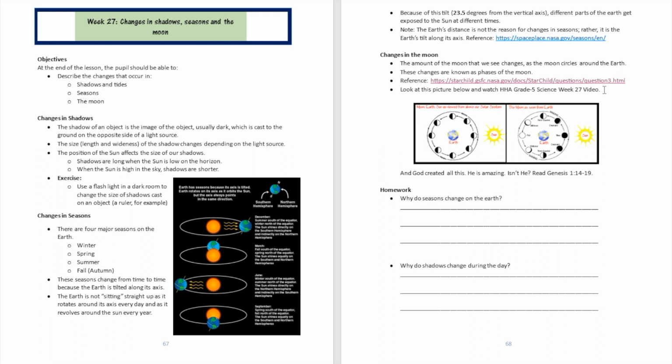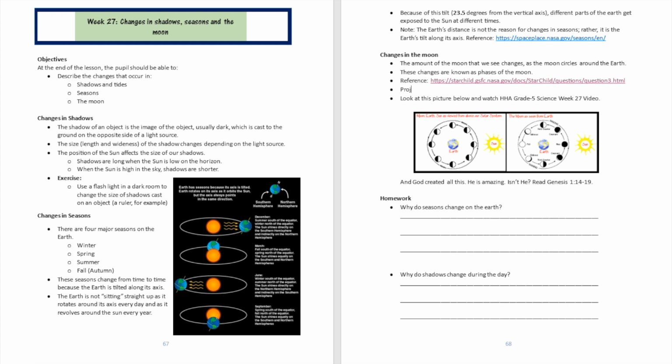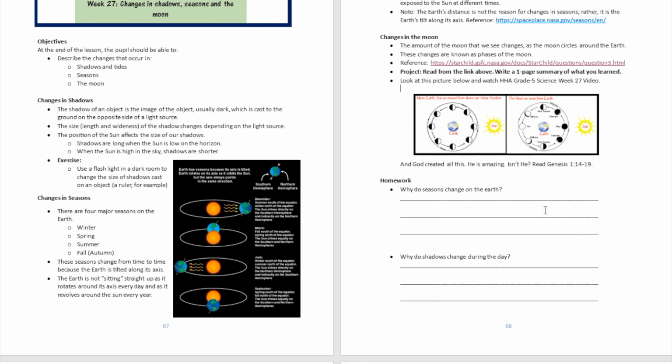Look at this picture here, and let's say your project: read from the link above and write a one-page summary of what you learned. Okay, so that's going to be your project for this week. You're going to read from the link above, write a one-page summary of what you learned, and then share with your mommy or your daddy or your friend.